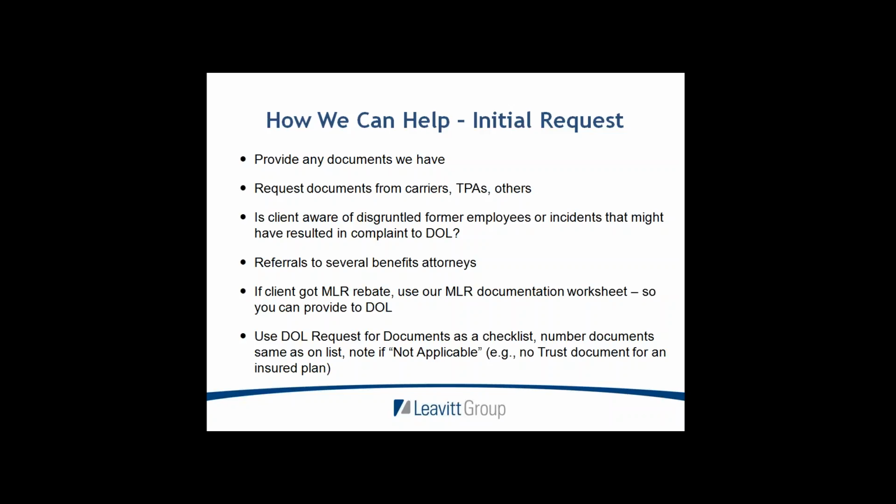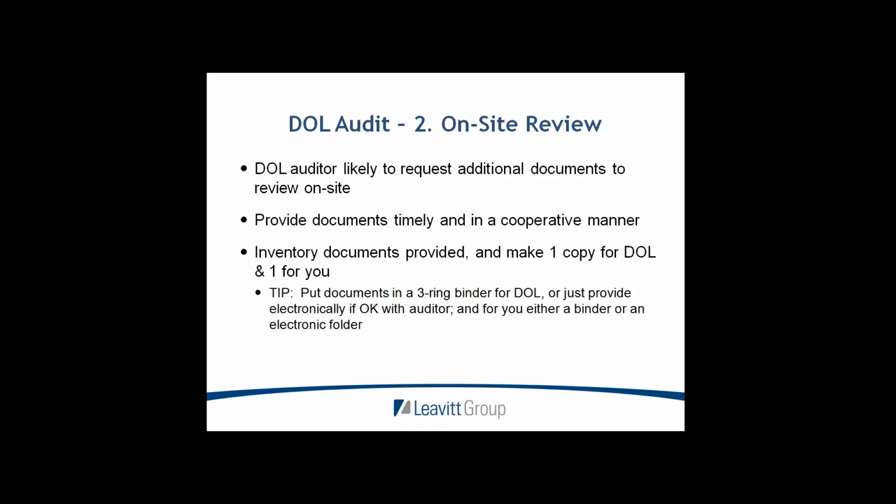And that Attachment A that I just went through, if you get that from the DOL, which you will if you're audited, use that as a checklist. Number the documents on the list and put either "not applicable" or have the documents. For step 2, the on-site review, the auditor is likely to request additional documents, but maybe not, and they may request the documents electronically.